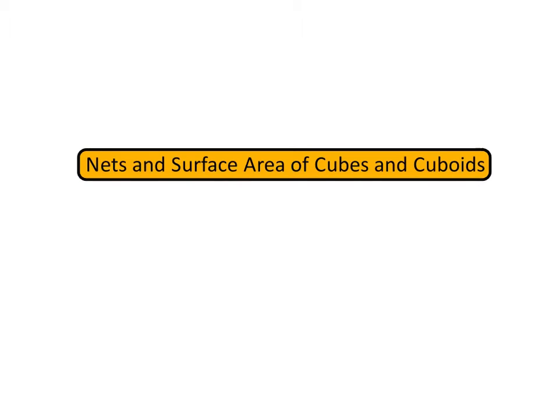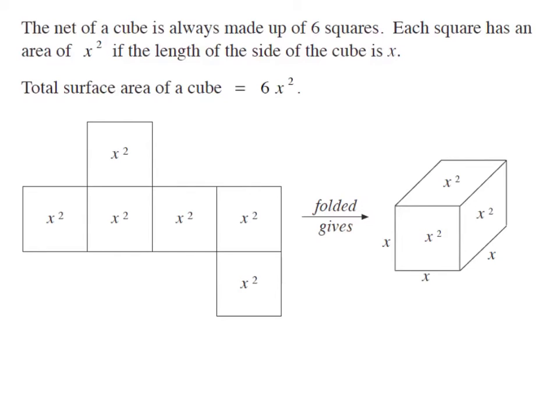In this video, we're going to look at the net and surface area of a cube or a cuboid. Okay, so let's start by looking at the net of a cube. If you think about unfolding what a cube would look like, it's going to be something like this. There's actually 11 different ways of arranging the net of a cube, and this is one of them.